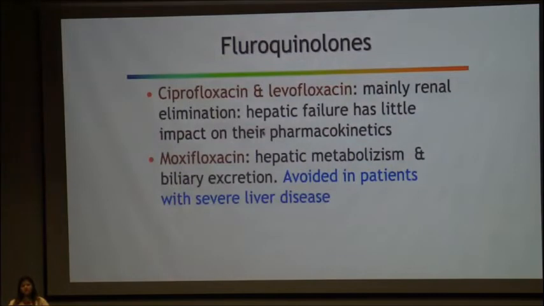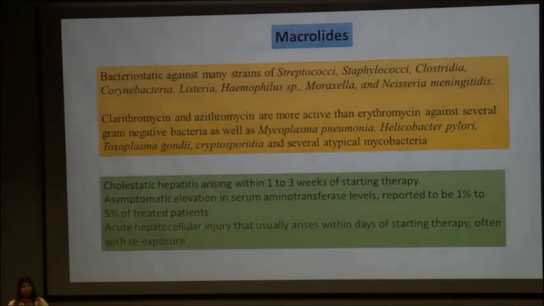Cipro and levofloxacin, mainly the elimination is renal. Hepatic failure has little impact on their pharmacokinetics, therefore relatively safe. Moxifloxacin, however, has a hepatic metabolism and also a biliary excretion, but this again is not systematically used, not a commonly used drug, and we can easily avoid it in patients with liver diseases. Then coming on to macrolides.